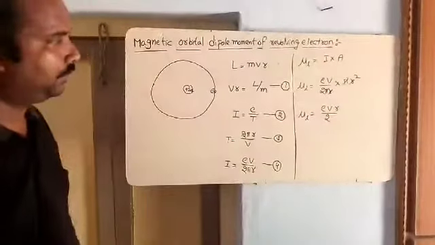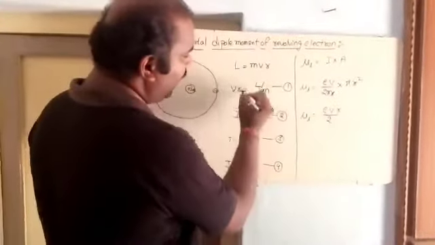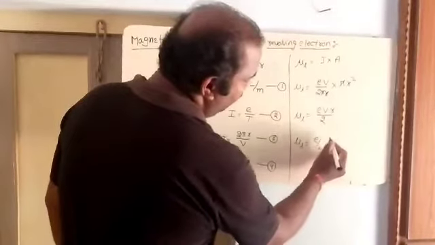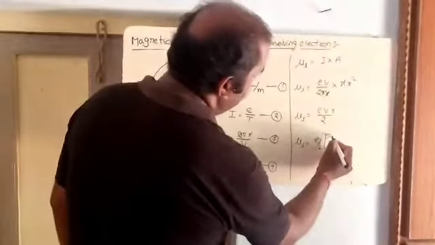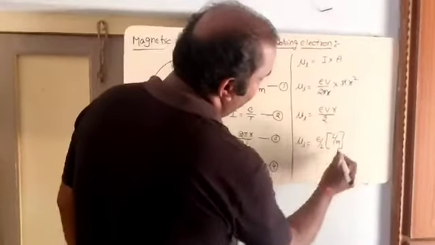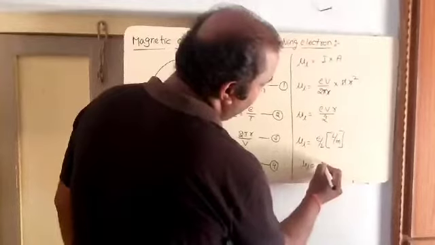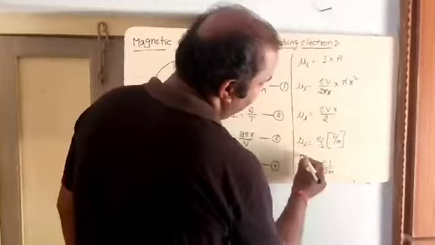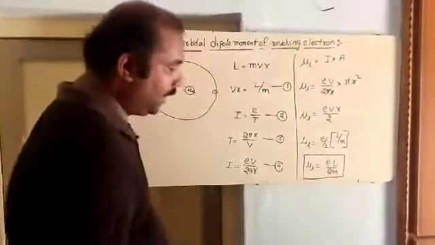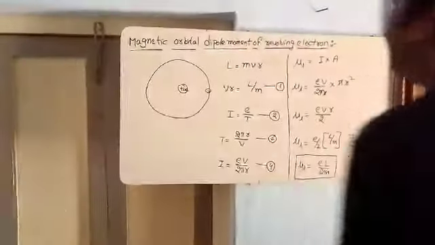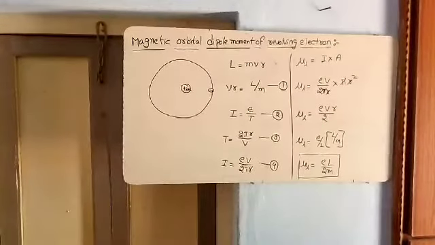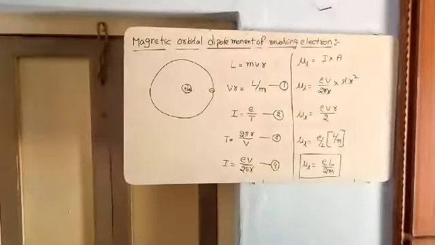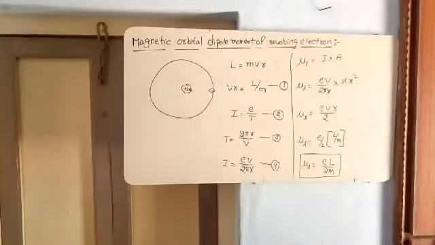EVR by 2. Or in place of VR, I can use L by m. So mu L is equal to E by 2 into, in place of VR, I can use L by m, and finally I can get mu L is equal to EL by 2m. And this is called the magnetic orbital dipole moment. So once again, all of you see the derivation part and equation, everything.